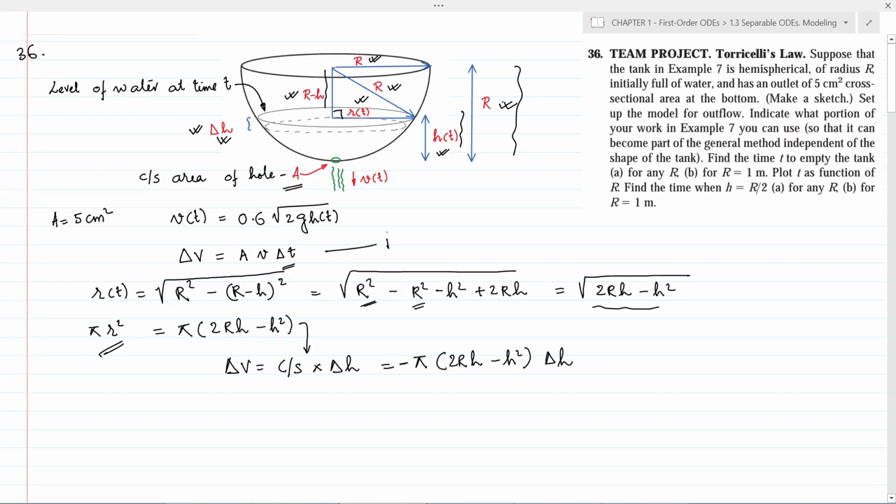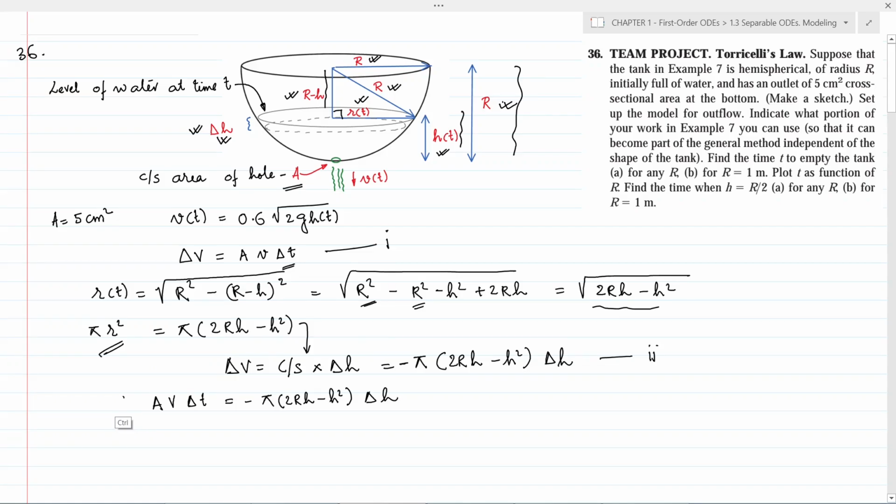Now, if we take this as equation 1 and this as equation 2, then the volume of water coming out of the hole is the same as the volume of water decreased in the tank. So, these 1 and 2 can be equated, and we can write A V delta t equal to minus pi (2Rh minus h squared) delta h.